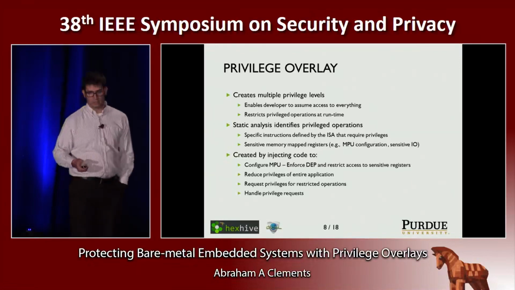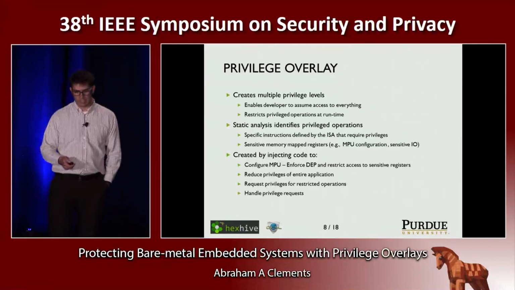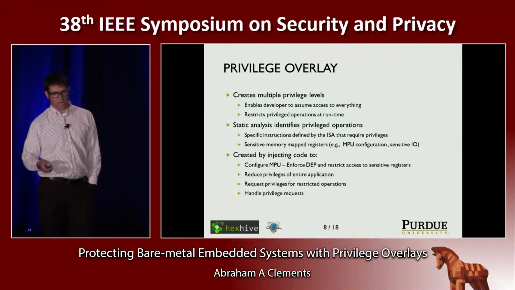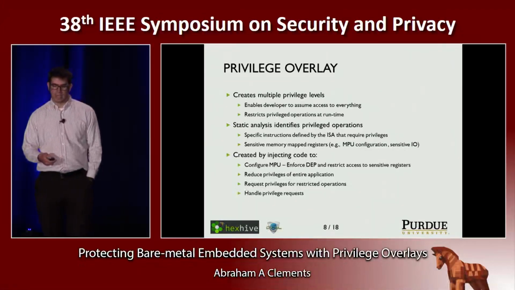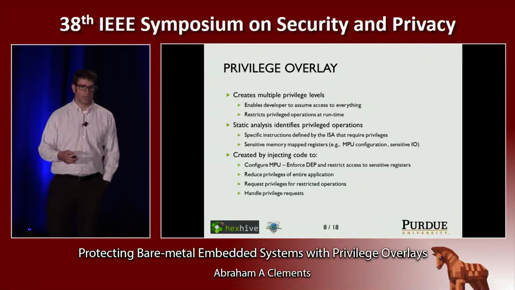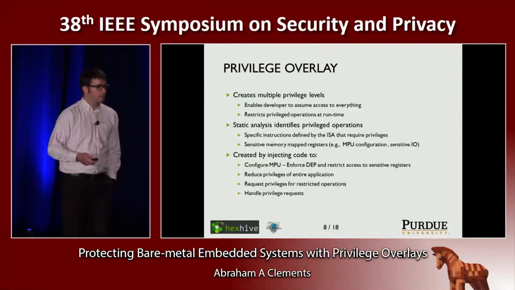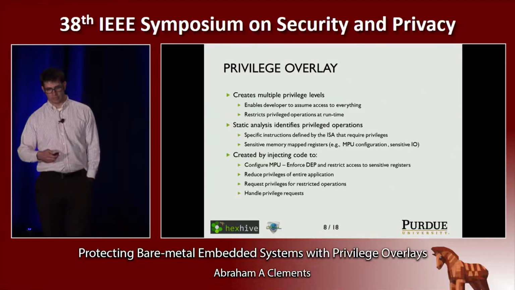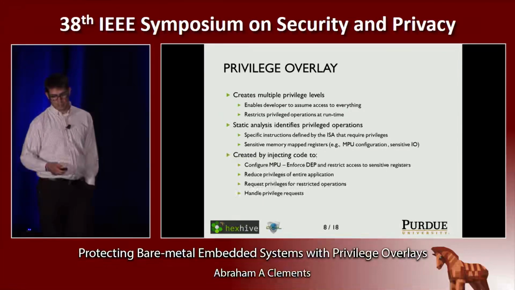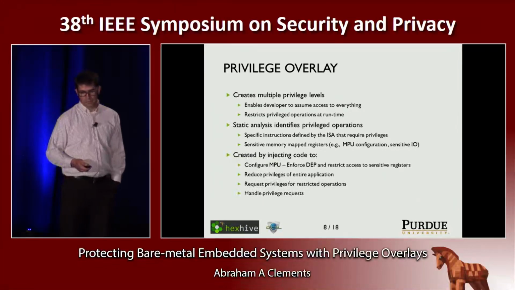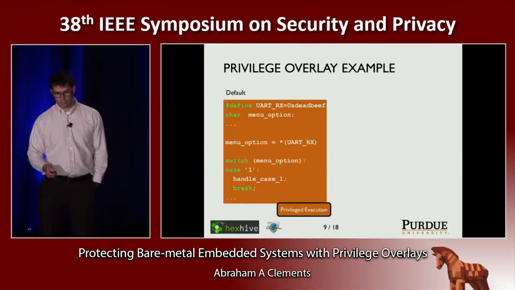To do this, we inject several different pieces of code with EPOXY. So we configure the memory protection unit. This is code that's injected automatically by the compiler. It enforces DEP, or data execution prevention, and restricts access to these sensitive peripherals or sensitive registers. We reduce the execution privileges of the entire application. We just kick the whole application out of privilege mode, and then we insert requests around restricted operations, and then we elevate those. We inject a handler to handle those requests. So I'll go through an example to show how this happens.